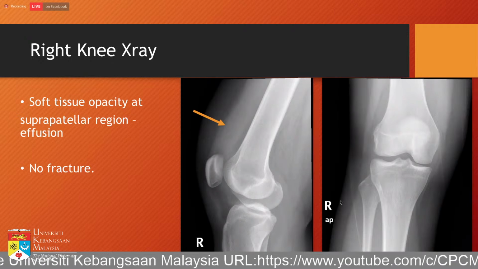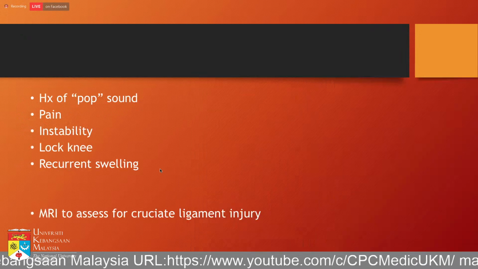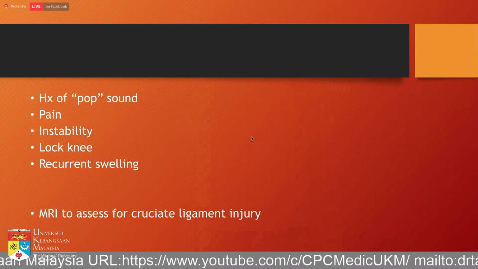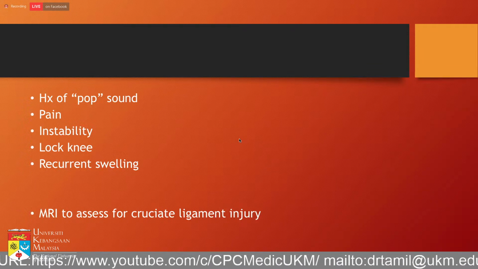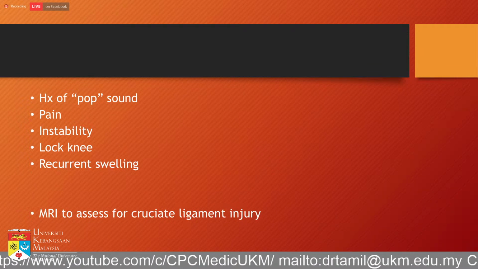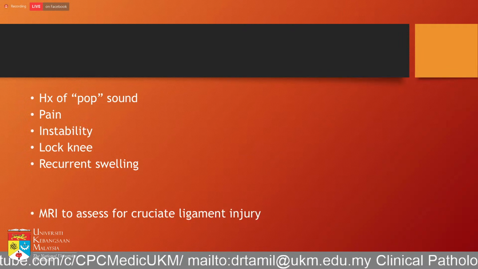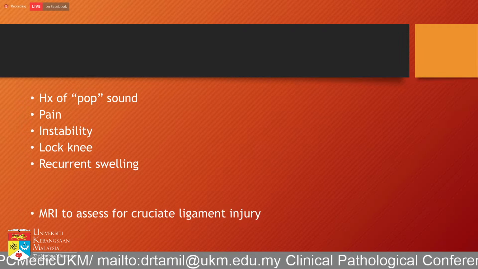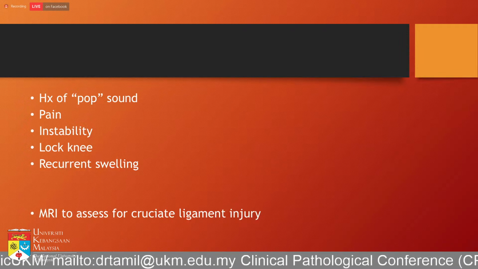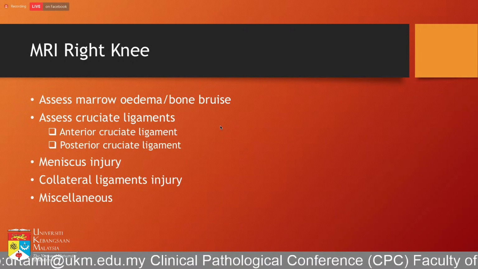With the history of the pop sound and the clinical findings of instability, pain, locked knee, and recurrent swelling, we proceed to do MRI to assess for the cruciate ligament injury and other injuries associated with it.